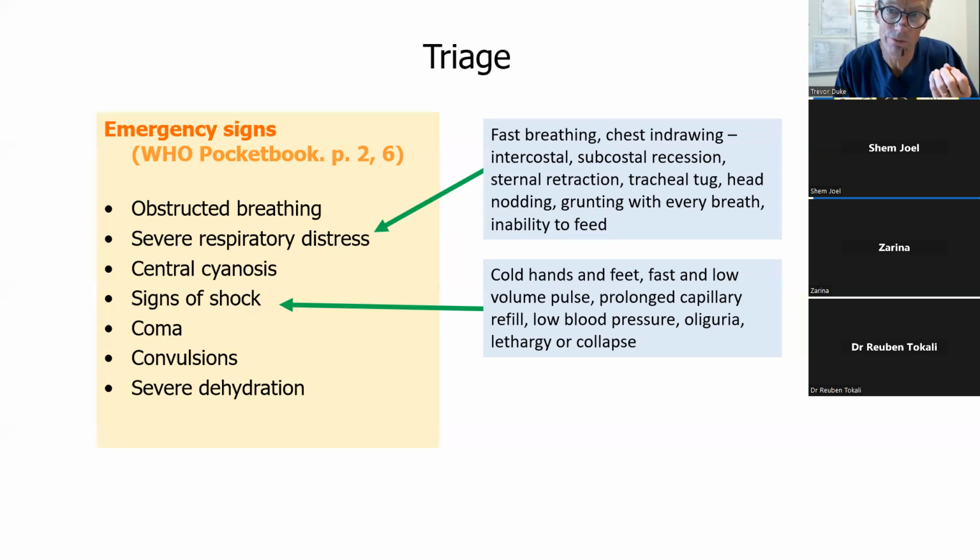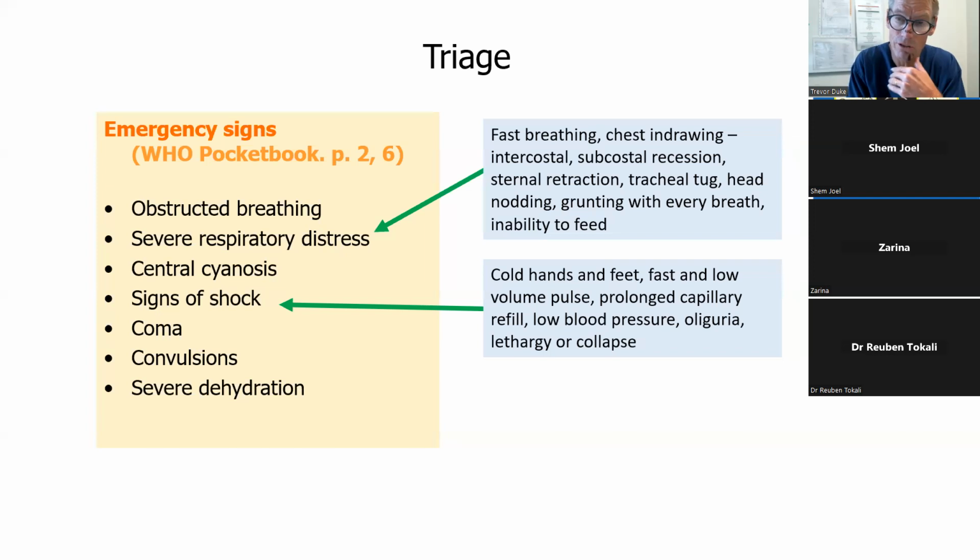Sometimes these children with severe respiratory distress have head nodding, or they grunt with every breath, or they're unable to feed. So there's a whole number of signs that you need to get good at identifying to identify the child with severe respiratory distress. You need to be able to communicate those signs. So to be able to say to your colleagues, this child has severe respiratory distress because he has severe chest indrawing and tracheal tug and grunting, that sort of thing.